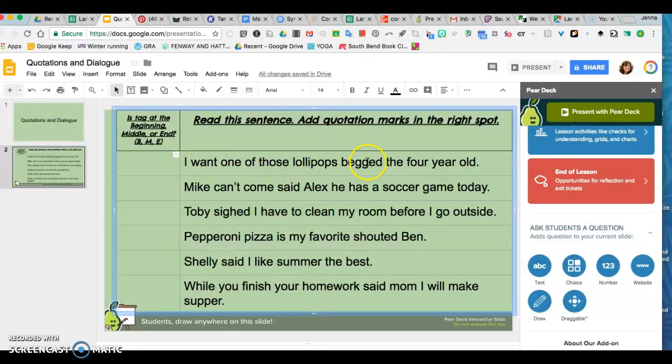"I want one of those lollipops," begged the 4-year-old. Begged is kind of like said or asked. So they said, "I want one of those lollipops." So I'm going to put quotation mark. That happens in the beginning.